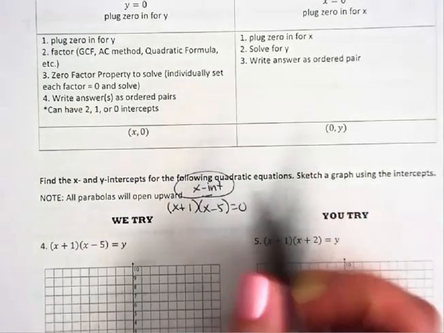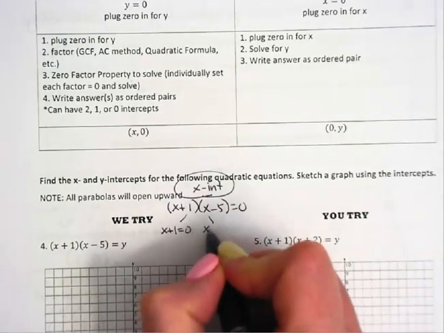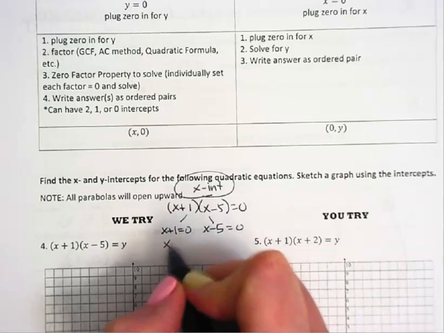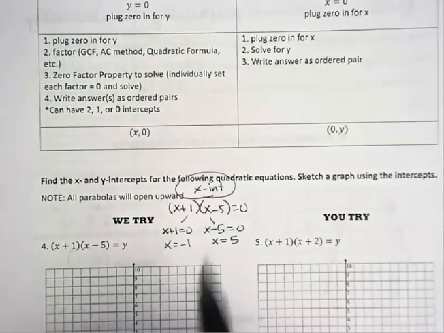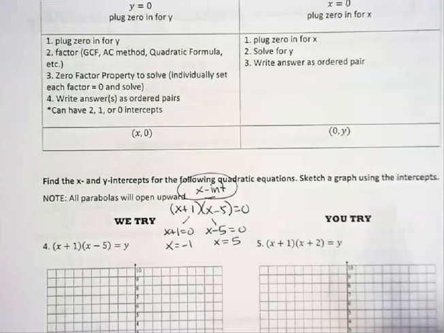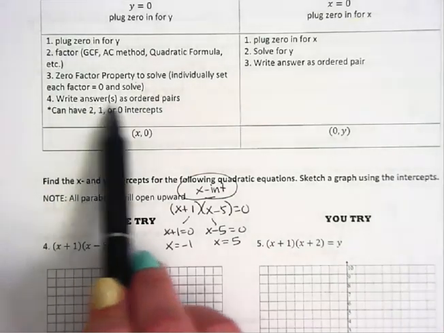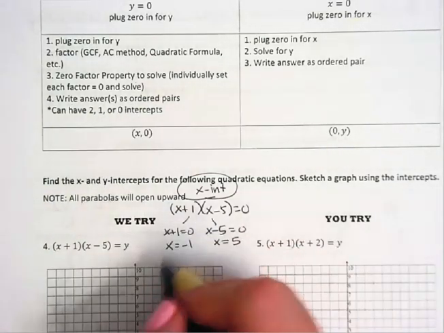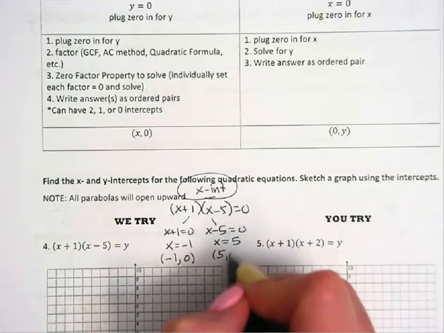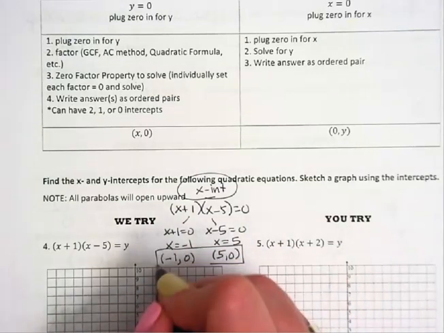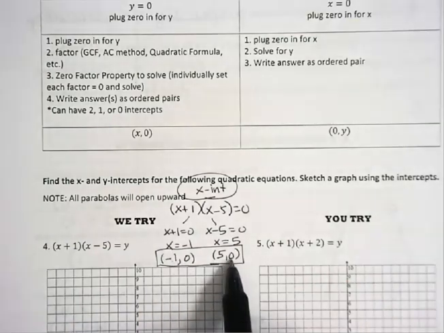Individually set each factor equal to 0 and solve. This is a skill we did in the last unit where we were solving quadratics. So we solve for our x's. Now in the last unit, we just boxed our answers here. But this time we're going to do something different. Write your answers as ordered pairs. So -1, 0, 5, 0. The -1 and 5 are my x values, and we put 0 in for y.